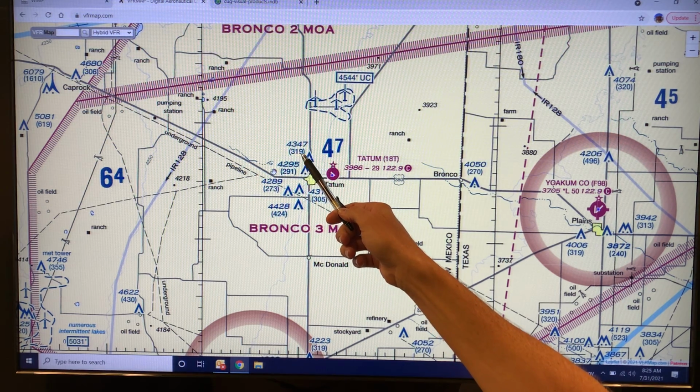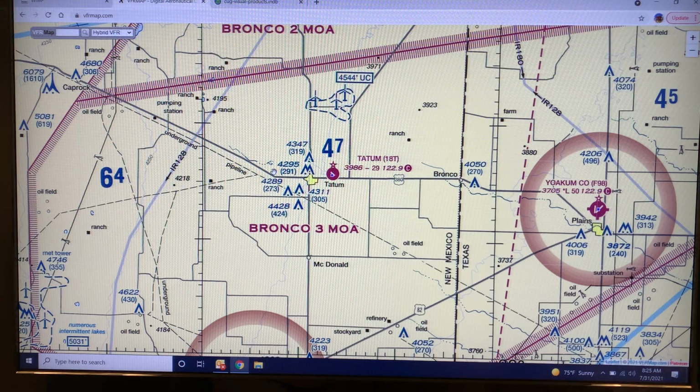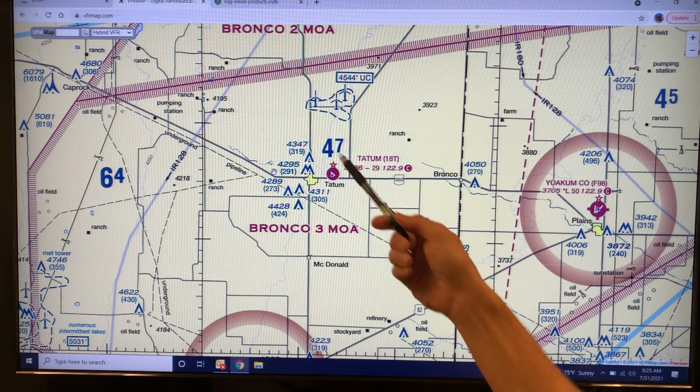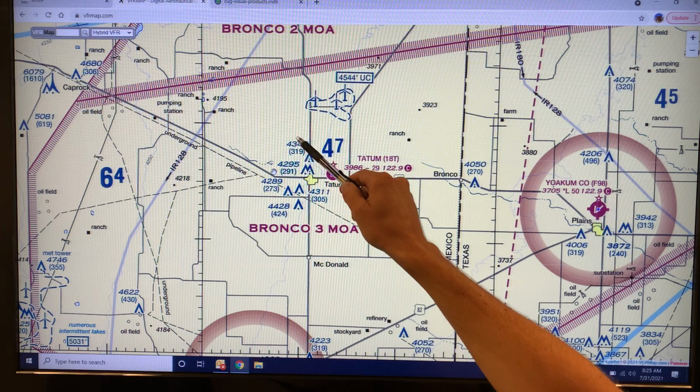The tower itself is 319 feet above the ground. That's how tall it is. But you don't know where the ground is when you're flying. You know altitudes in MSL because you fly using an altimeter. So this is the number that's most important to you.